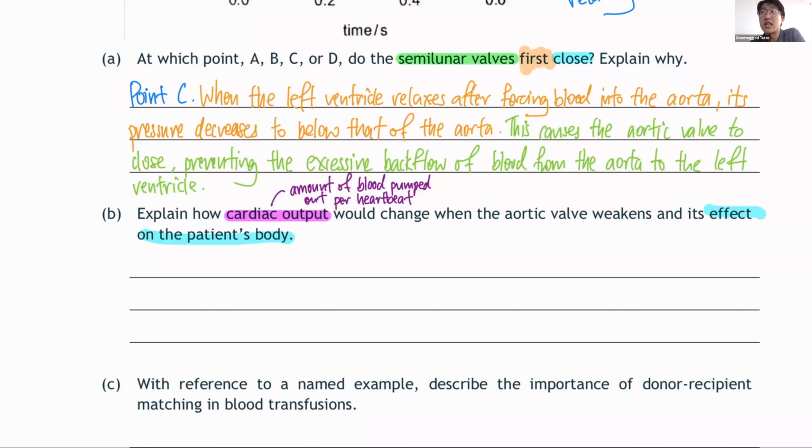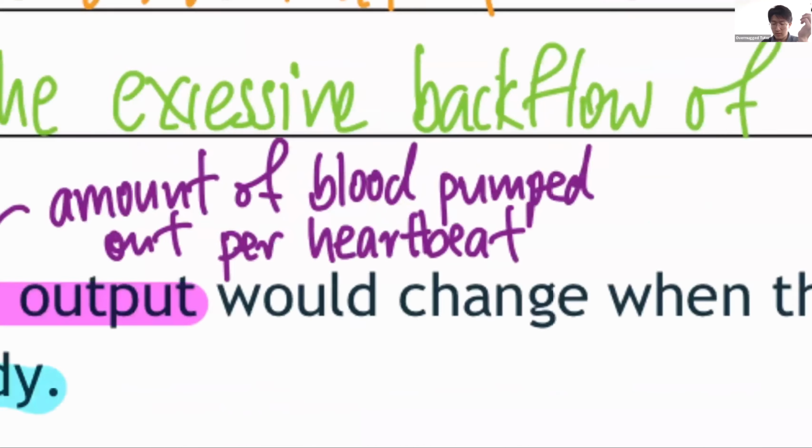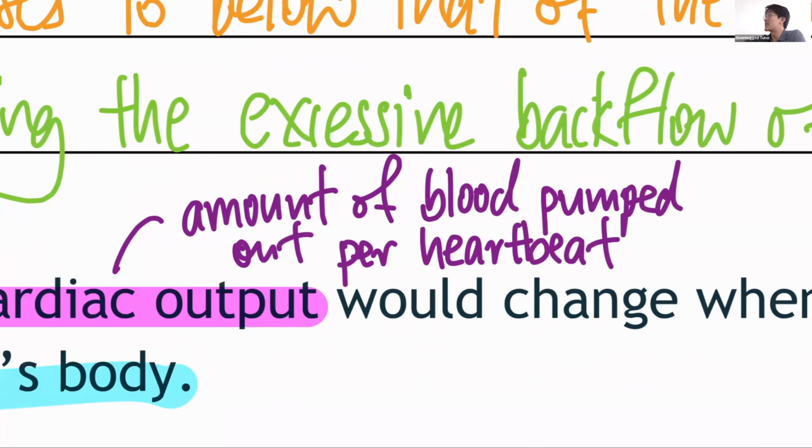How would that volume change then? With a weakened aortic valve, does the amount of blood pumped out per heartbeat increase or decrease or remain the same? Decrease? Yes, you are correct. Okay, so that's the first thing in mind here. It decreases. Okay? How would this affect the body?